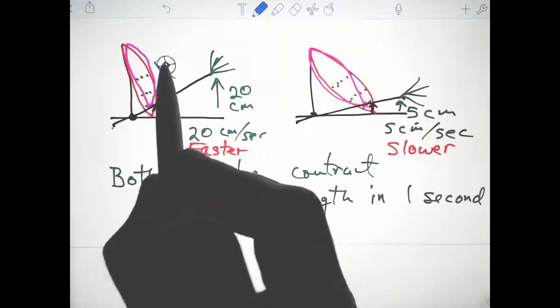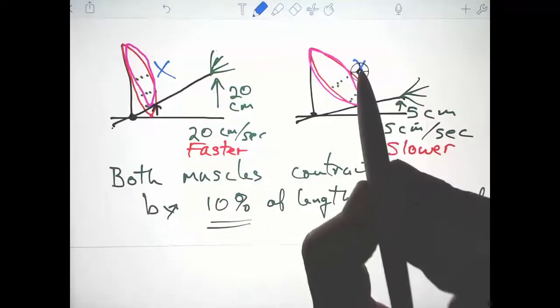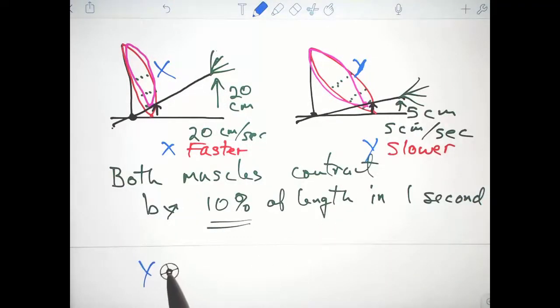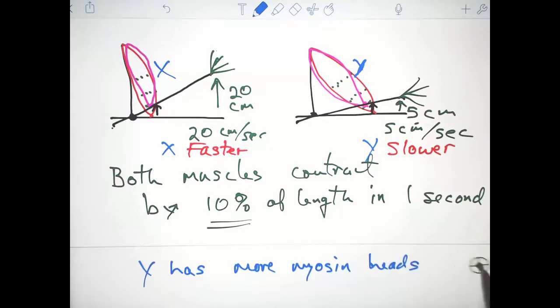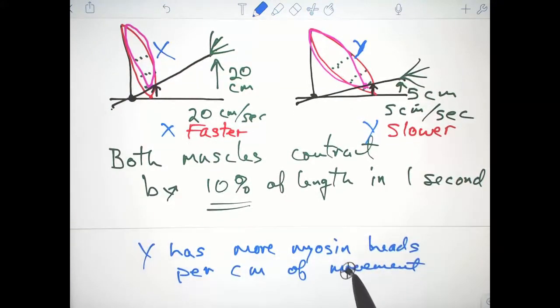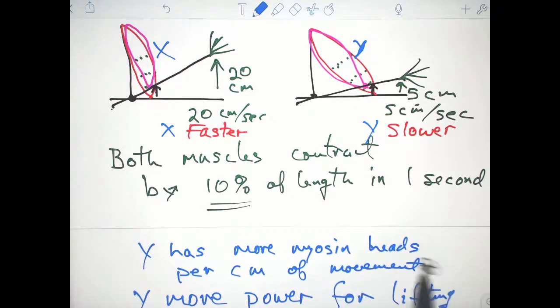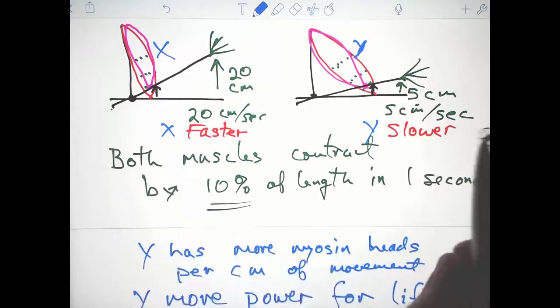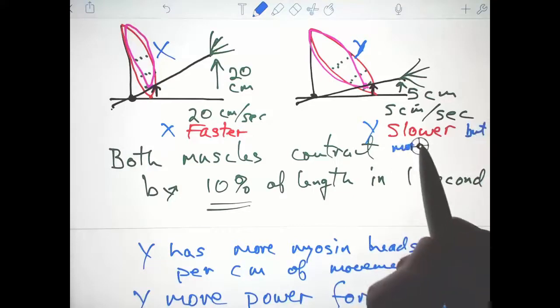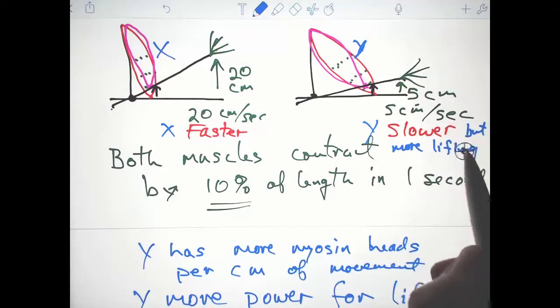If I label these X and Y, muscle X and muscle Y, Y has more myosin heads per centimeter of movement. Y is slower, but it's devoting more myosin heads to each small amount of movement. That gives Y more power for lifting. So X is faster, Y is slower, but more lifting power.